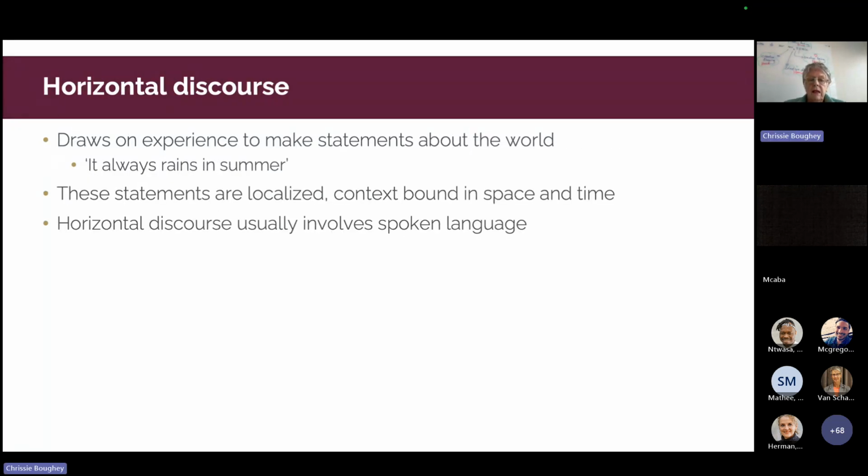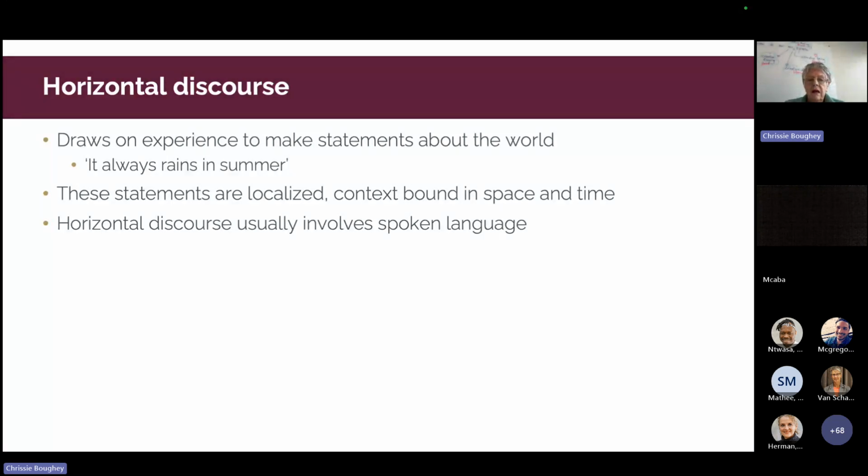So if I try to explain horizontal discourse, and forgive me for those who already know this, this way of describing the world around us draws on experience, our own experience, to make statements about the world. So an example might be, it always rains in summer. And of course that's true, depending where you are. I live in the Western Cape. It doesn't rain in summer. The rain comes in winter. It's true for part of the year, but not all the year. And of course, it might not be true in the future, given climate change.